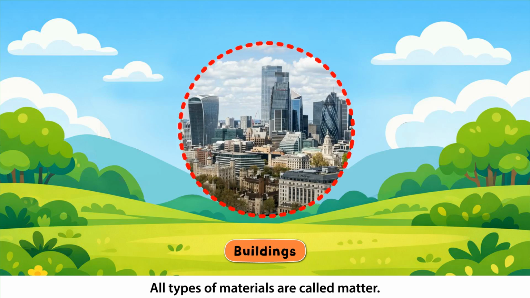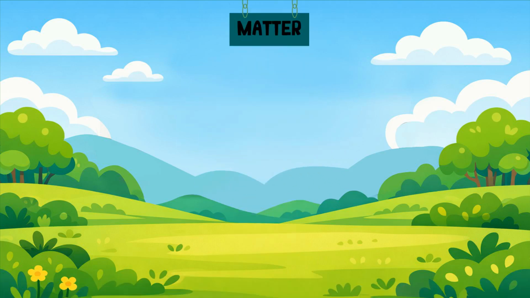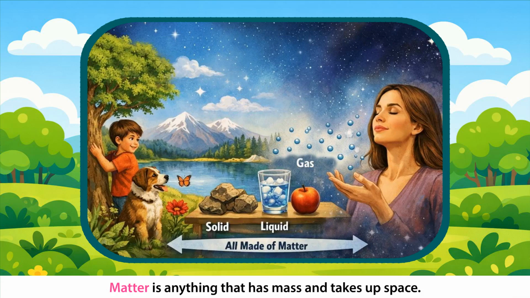All types of materials are called matter. Matter. Matter is anything that has mass and takes up space. Everything we see, touch, and even breathe is made of matter.